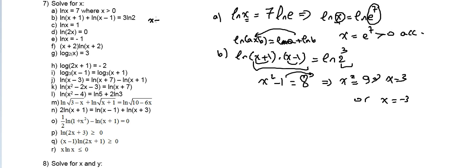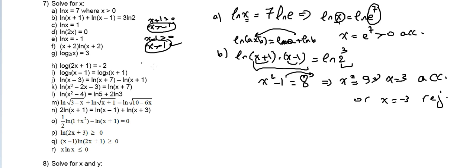X plus 1 is positive, means x greater than minus 1. And x minus 1 is positive, means x greater than 1. Where do they meet? X should be greater than 1, right? X should be greater than 1 because if it is greater than 1, then it is greater than minus 1. If it is greater than minus 1, it doesn't mean it is greater than 1. So x greater than 1. So x equal 3 is an accepted value, while x equal minus 3 is a rejected value. This is very important, to do the domain, right?